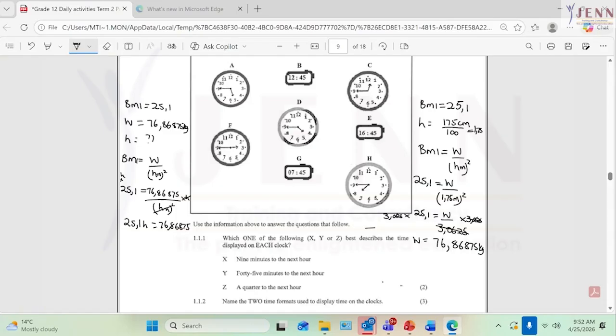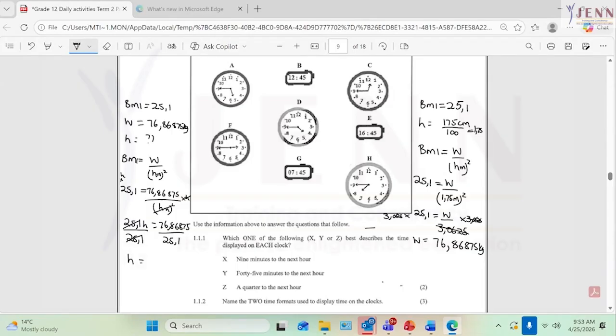But we want the height. Remember, to get rid of the denominator, I always say, what is the opposite of division? It is multiplication. That's why we are multiplying. But 25.1 times height squared is multiplication. So what is the opposite of multiplication? We want to get rid of 25.1. The opposite of multiplication is division. So we divide both sides by 25.1. 25.1 cancels 25.1.